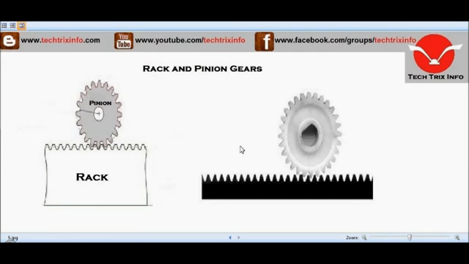Now we have the rack and pinion gears. As you can see, the rack and pinion gears are used to convert rotation into linear motion. A perfect example of this type of gear is what you can see currently on the screen. You have the rack here on the bottom, and this is the pinion on the top. So this is a rack and pinion gear system. So I believe you got an idea about the different types of gears used.